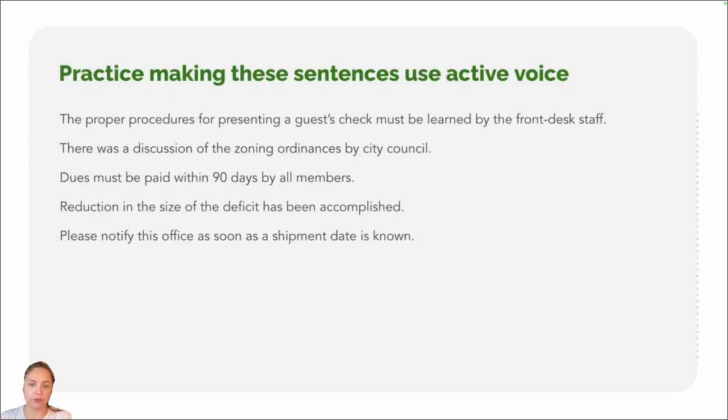Let's try another one. There was a discussion of the zoning ordinances by City Council. We have the what was done by someone format, so we know that this is passive voice. The who in this case is City Council, and if we move that to the beginning, we get City Council discussed the zoning ordinances, and now we have active voice. So again, all we're really doing here is figuring out the who and then moving that to the beginning of the sentence.